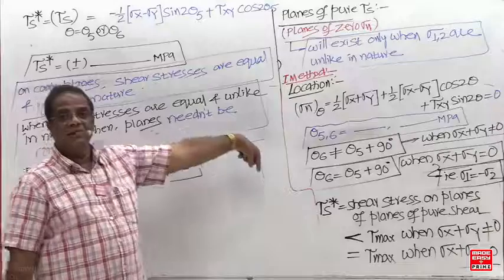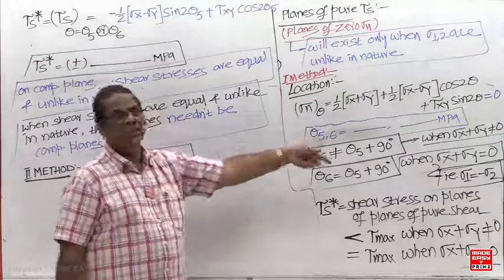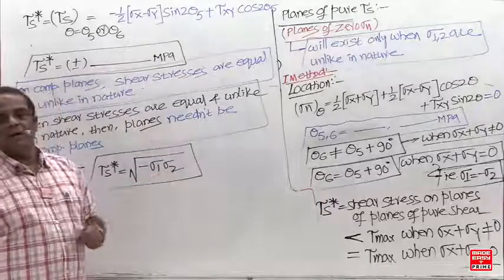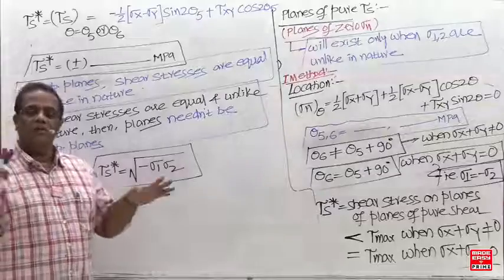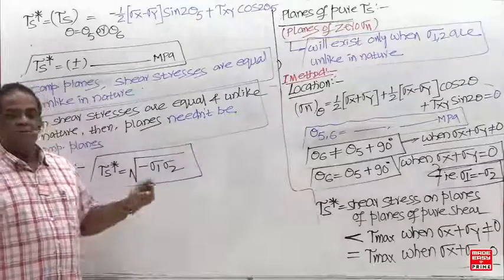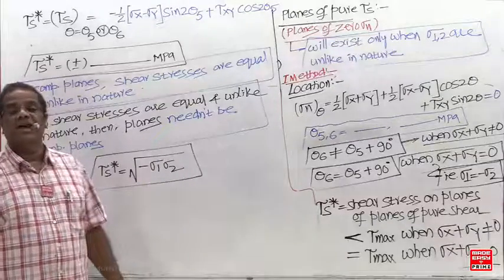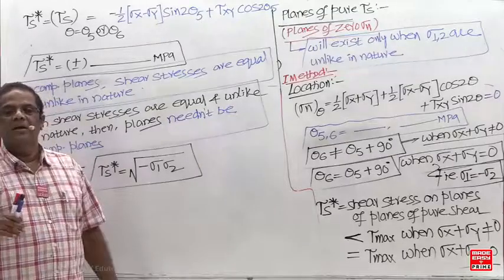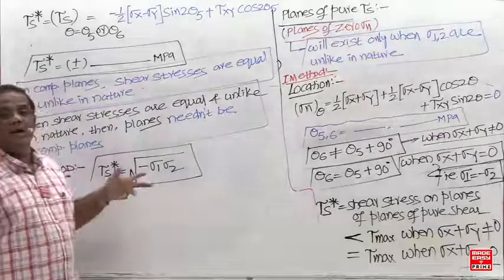But if you use the first method, what do you have to do? First you have to find out either theta 5 or theta 6, then substitute it. But here you can get it directly, if you know the principal stresses. Therefore, in all questions it is better to calculate the principal stresses first. If you know the stress on the principal planes, then directly you can get the stress on the tau max planes and the stress on the planes of pure shear.